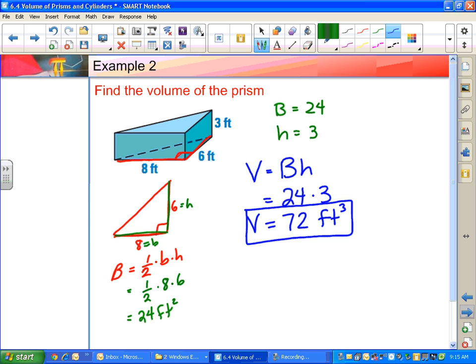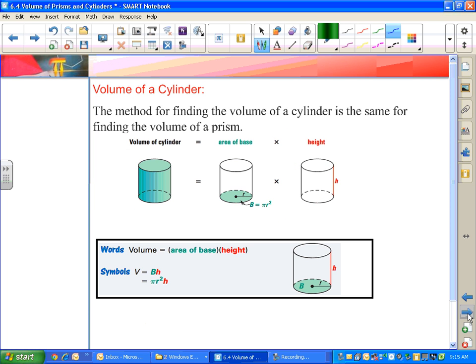All right, now let's talk about the volume of a cylinder. The method for finding the volume of a cylinder is exactly the same as it is for finding the volume of a prism. If I want to know how many cubic units I can fit in here, I want to start by looking at the area of the base, and I'm going to multiply that by the height of my cylinder. The only thing is, because it is a cylinder, the area of the base will always be given by the formula pi r squared.